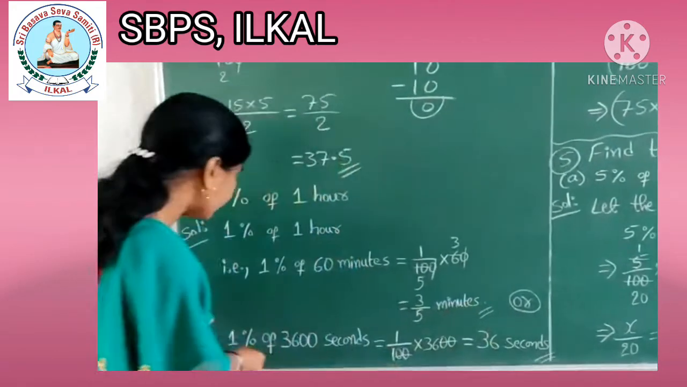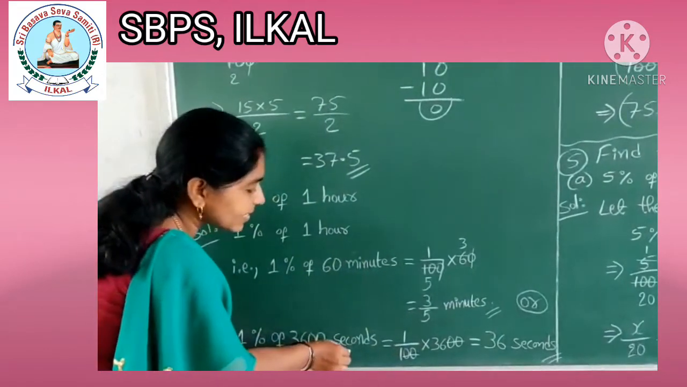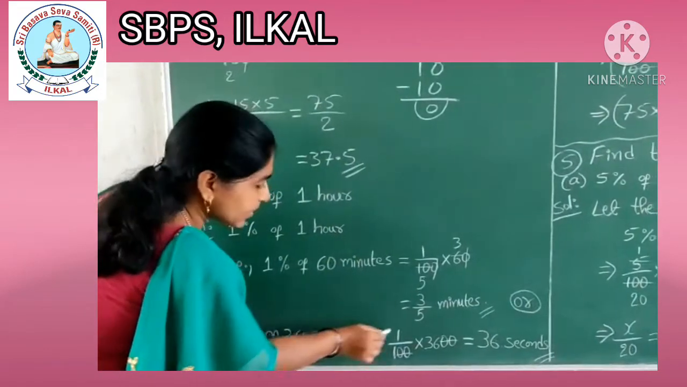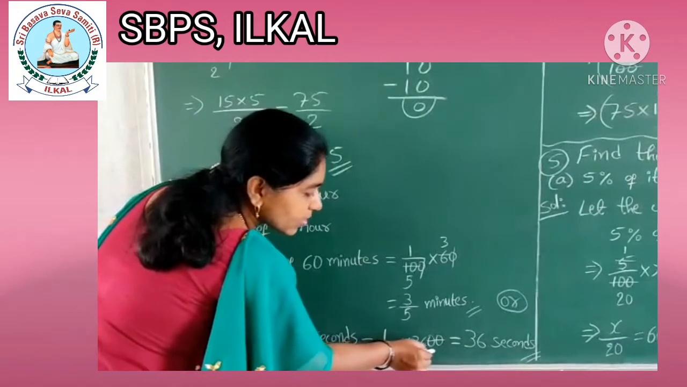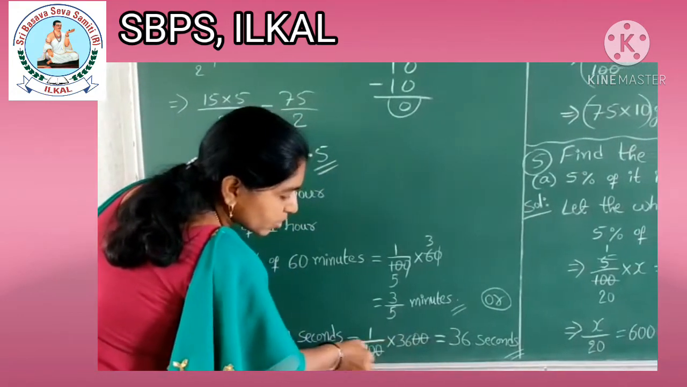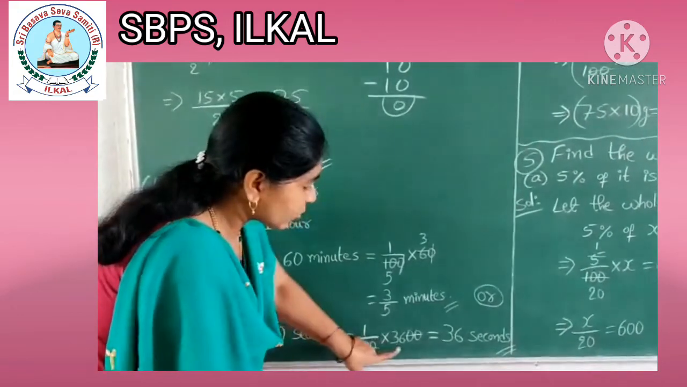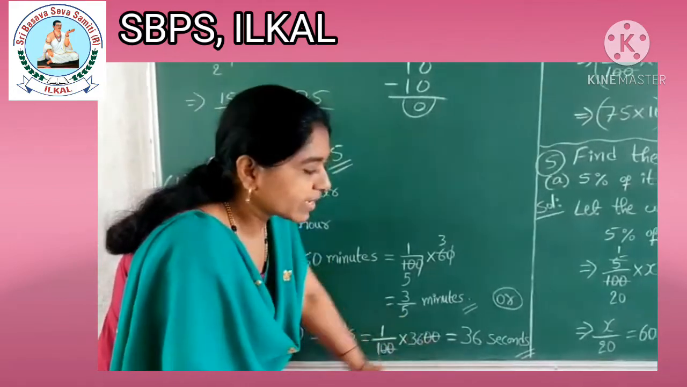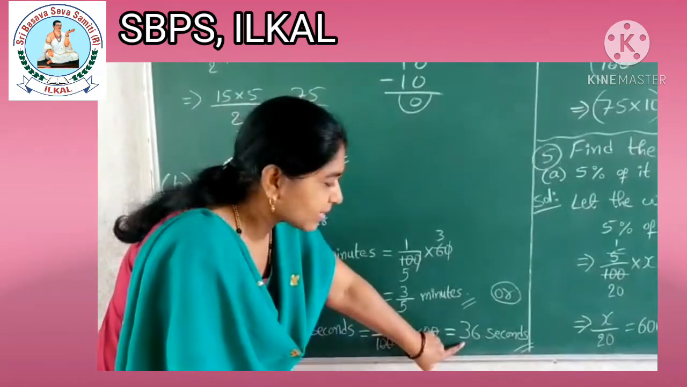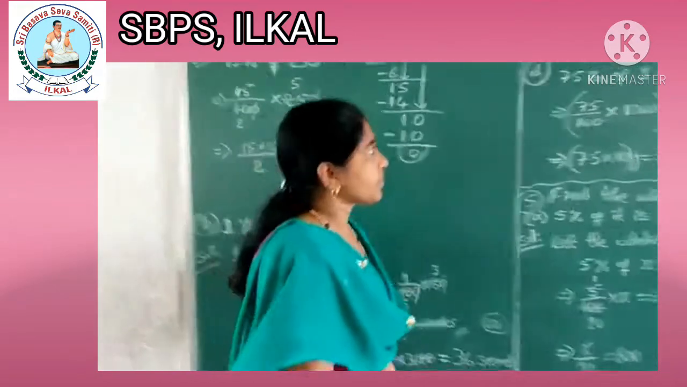Or 1% of 3600 seconds, if you consider, 1% means 1 by 100 into 3600. Two zeros strike out. Here 1 into 36 by 1, which is nothing but 36. Okay, that is 36 seconds.